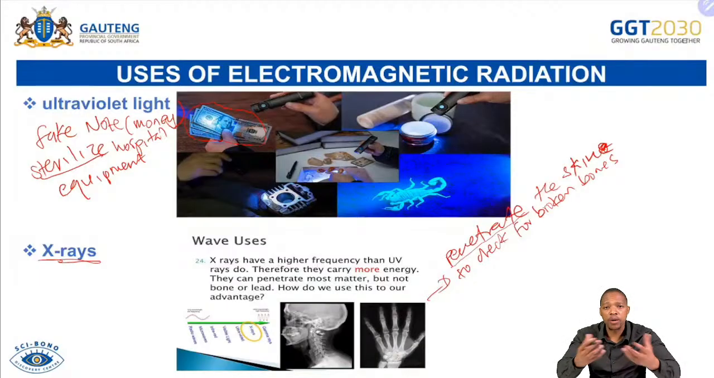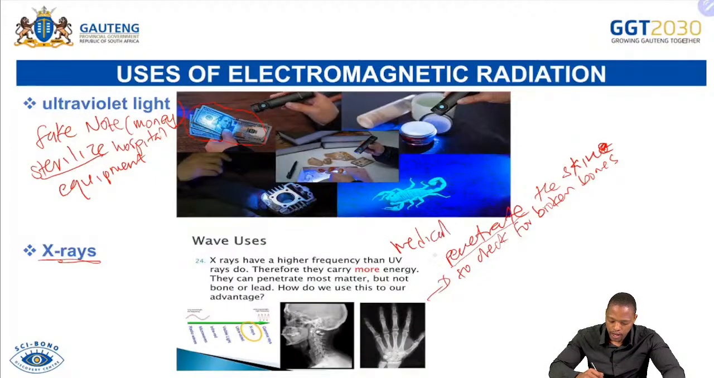That's why we can see the broken bones. They penetrate through the skin, so they are used in medical equipment there. They are used in medical equipment to penetrate the skin to check for broken bones.